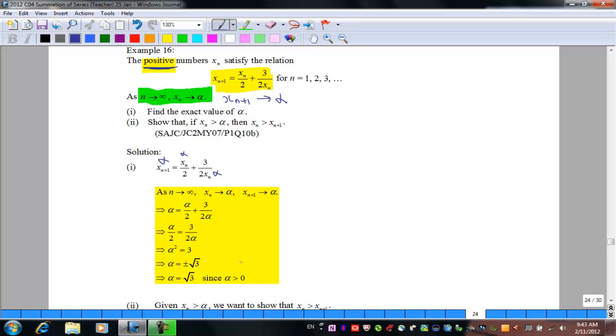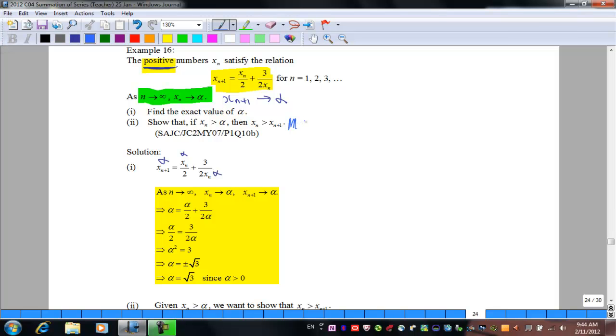Now in part 2, we are now asked to show that if xn is more than alpha, then xn is more than xn plus 1. But what does this mean? Or why are we asked to show such a strange thing? I want to explain to you why we are doing this. Okay, because otherwise you will think that it's a meaningless exercise.